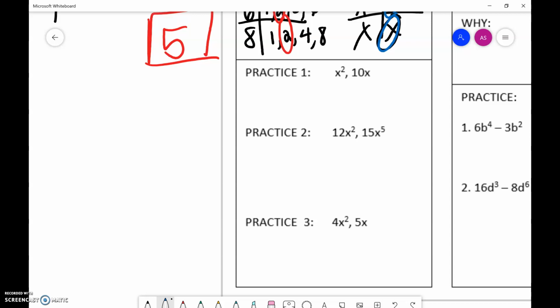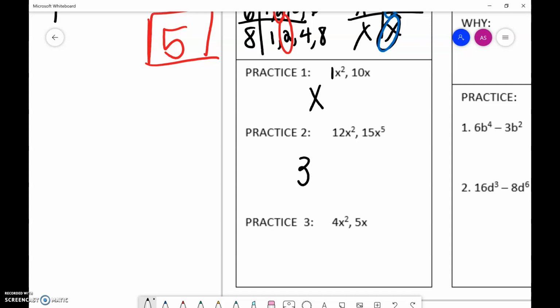All right, so my next one here, practice problem number 1. I should have x as my GCF. I have a 1 here, so the GCF of 1 and 10 is 1, and then you have 1x in common. So that's going to be 1x.